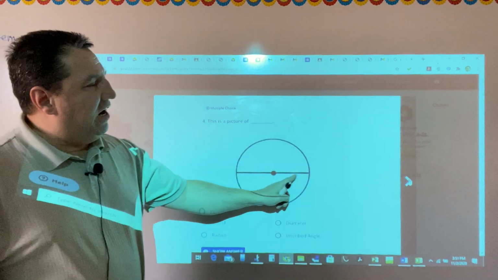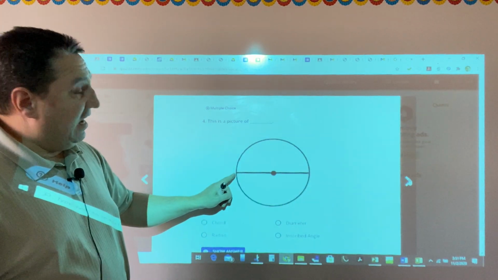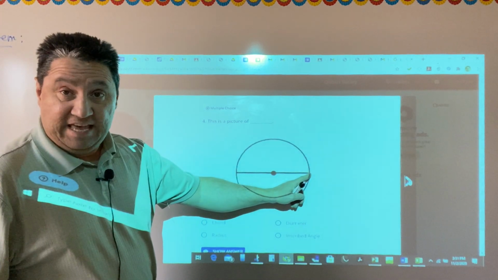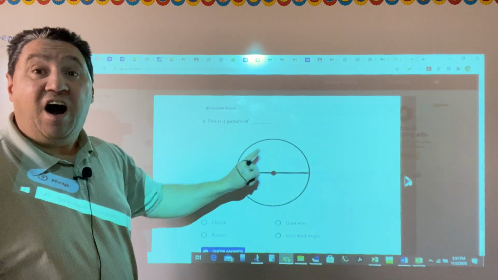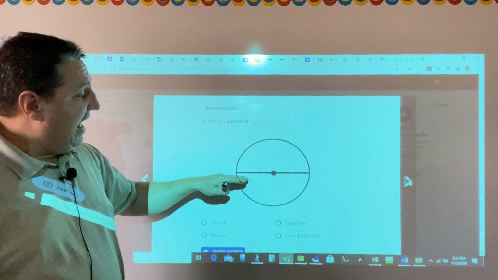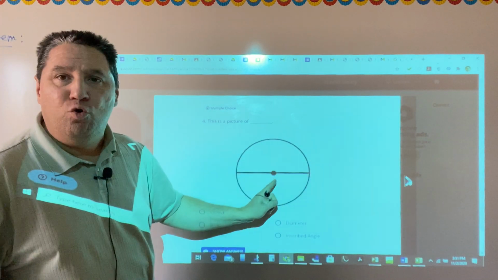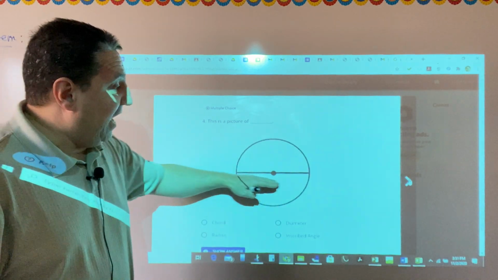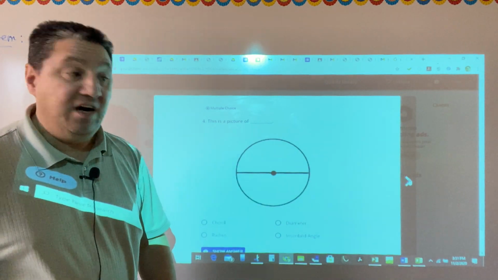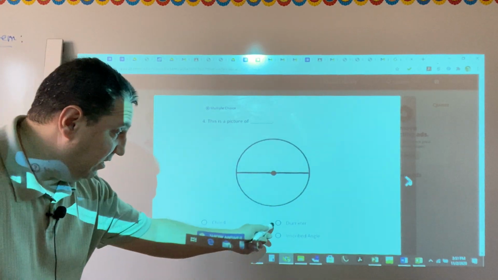This is a line segment that joins 2 points on the circumference and passes through the center of the circle. So this segment would be a diameter, right? It is a diameter.